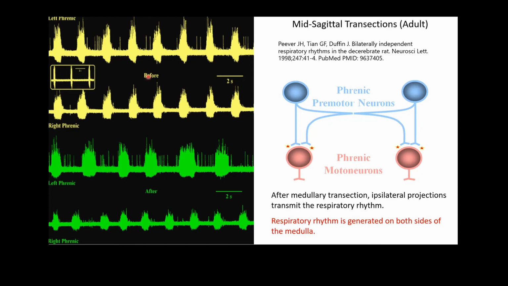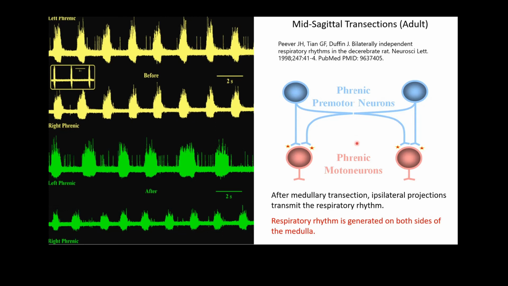And now what we have done is we have transected the medulla right down the center of the medulla. So we've split the medulla into two halves. And here we have the left phrenic after and the right phrenic after. And you can see that these rhythms are very different. They were synchronized before. They are not synchronized after. And here's the diagram that will tell you why we could see that. Because the phrenic premotor neurons up in the medulla have axons that descend both the same side, the ipsilateral side, and the contralateral side of the spinal cord.